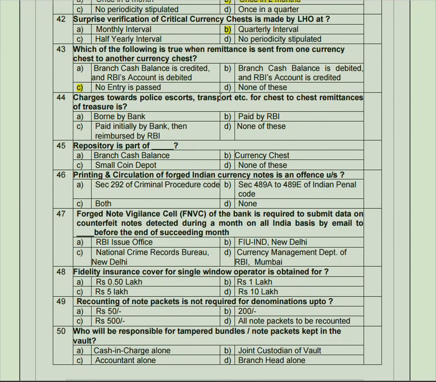44th. Charges towards police escorts, transport, etc. for chest-to-chest remittance of treasure is paid initially by bank, then reimbursed by RBI.